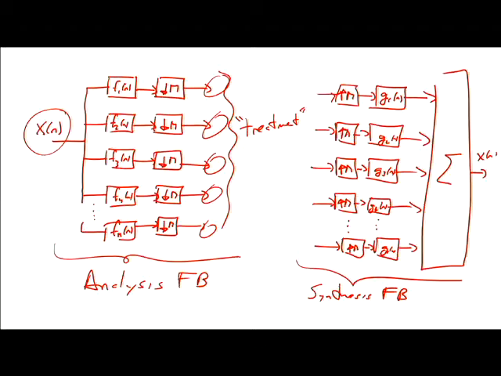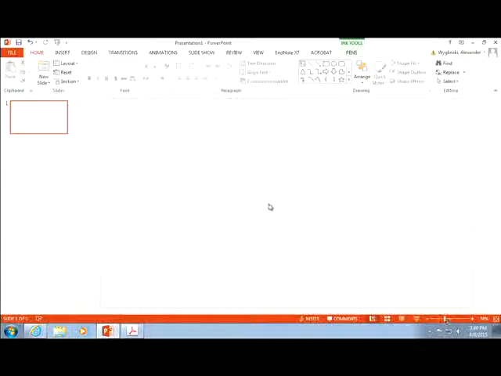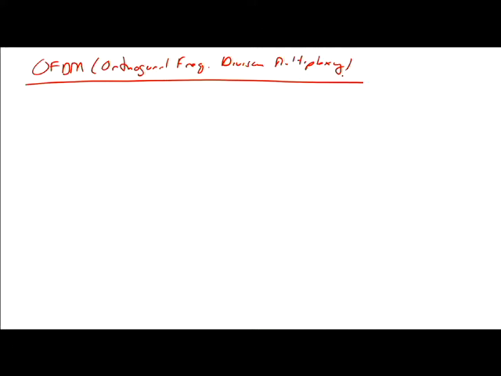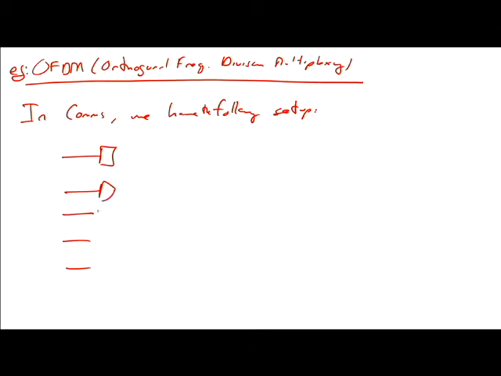Now it's kind of interesting. You can employ this in one of two ways. Communication systems like OFDM, orthogonal frequency division multiplexing, are an example. But in general, in communications, we have the following setup. We have a synthesis filter bank.